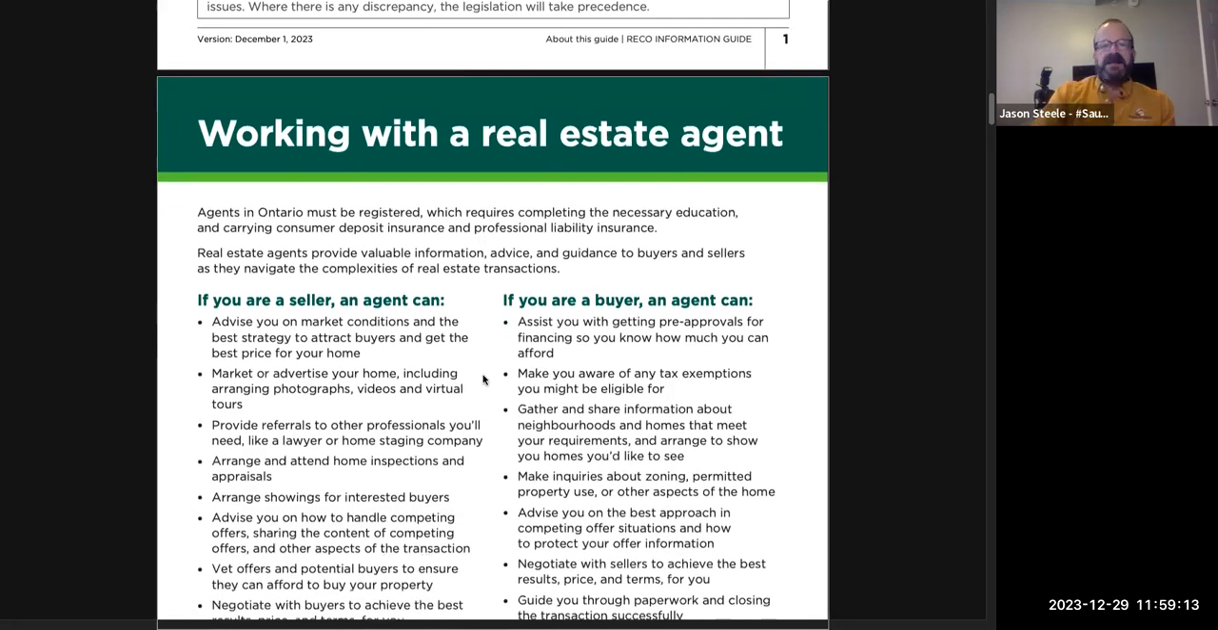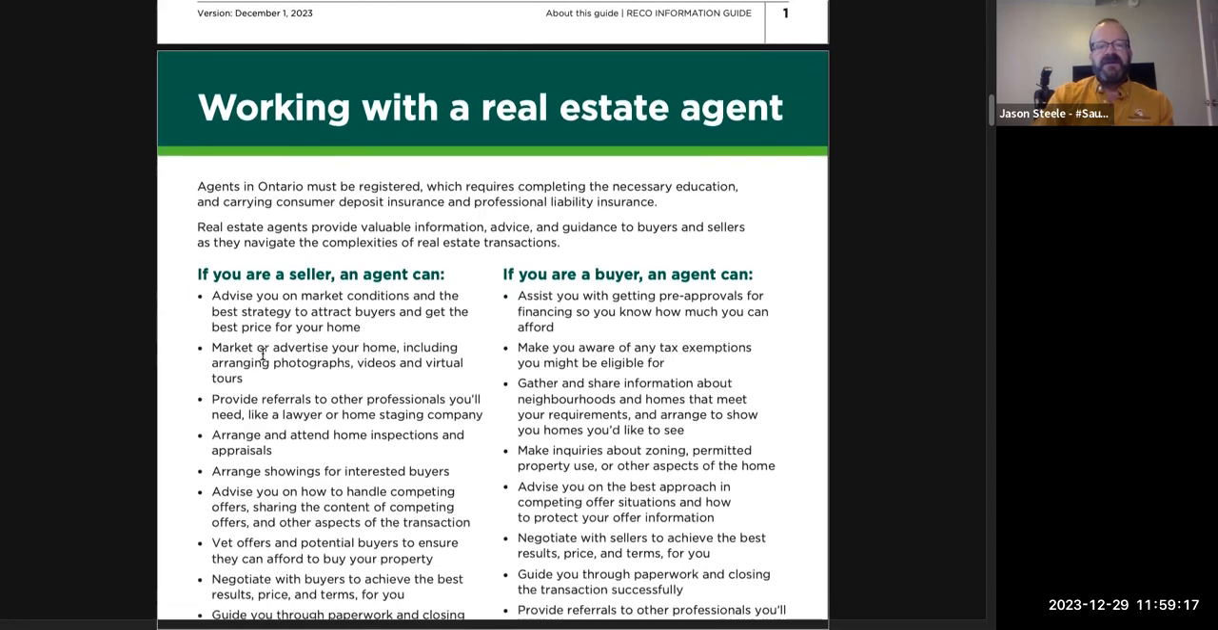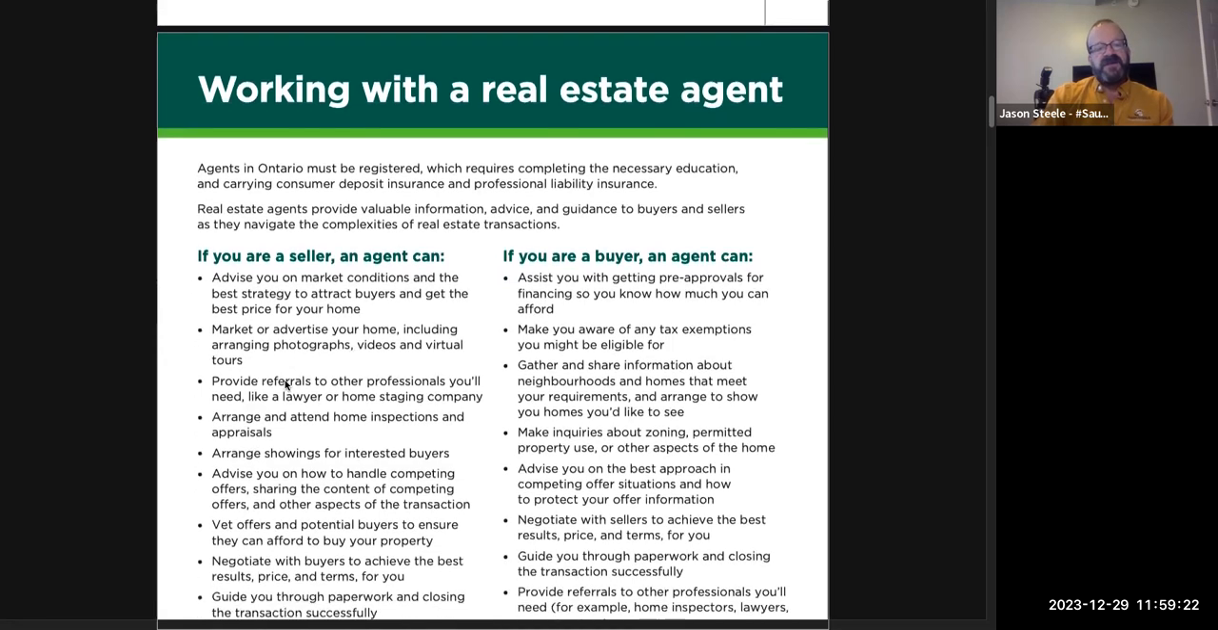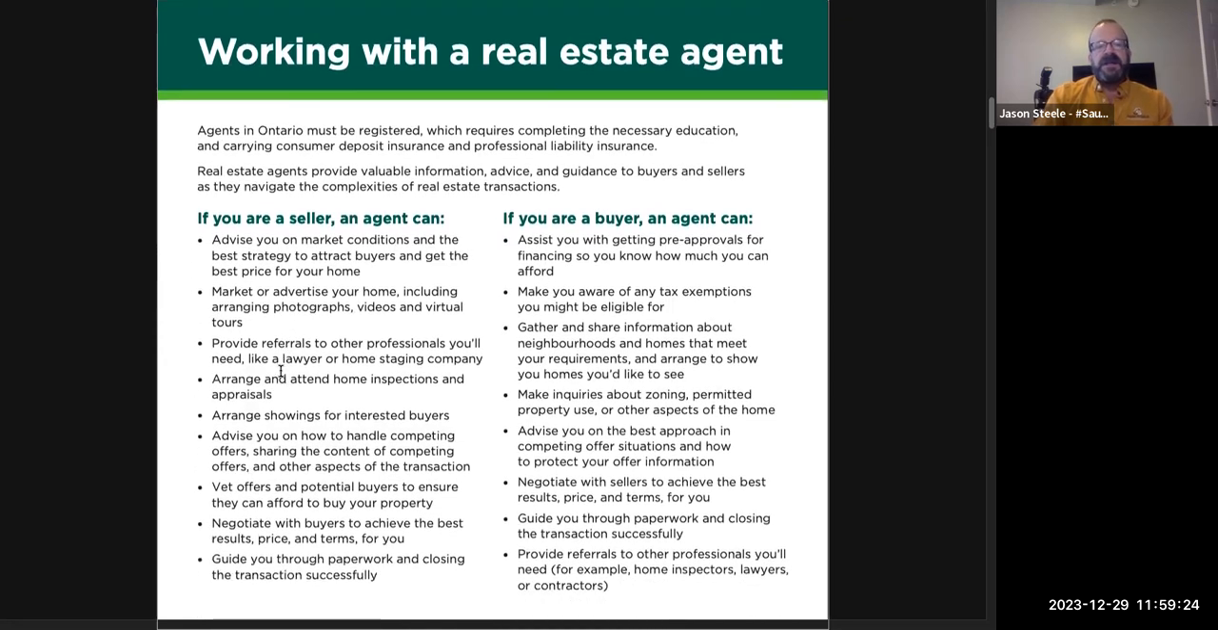Now, if you're a seller, an agent can advise you on market conditions. They can market or advertise your home, including arranging photographs, videos, and virtual tours. Provide referrals to other professionals you'll need, lawyers, home staging companies, home inspectors, things like that. They arrange and should be attending home inspections and any other third-party inspections.